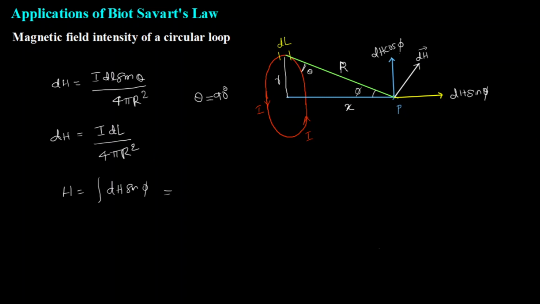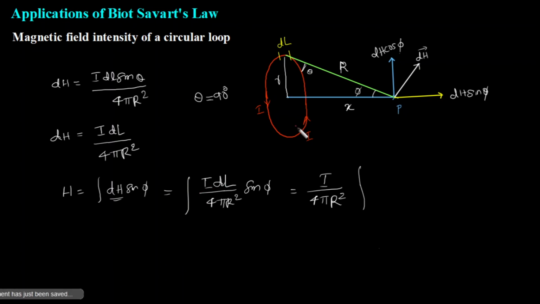Now see, I'll substitute for this dh from here, I dl by 4 pi r square. So this becomes I dl divided by 4 pi r square, times sin phi. Now from the figure, can you tell me what sin phi is? I can write this as I by 4 pi r square. Here everything is constant, right? I is the current flowing through the circular loop, which is the same current, which is constant. In 4 pi r square, r is this distance. Point P is not going to change its position, so this is also constant. So I by 4 pi r square, the total term, is constant.